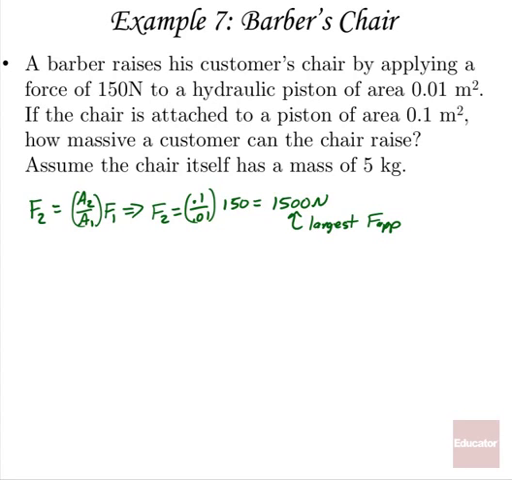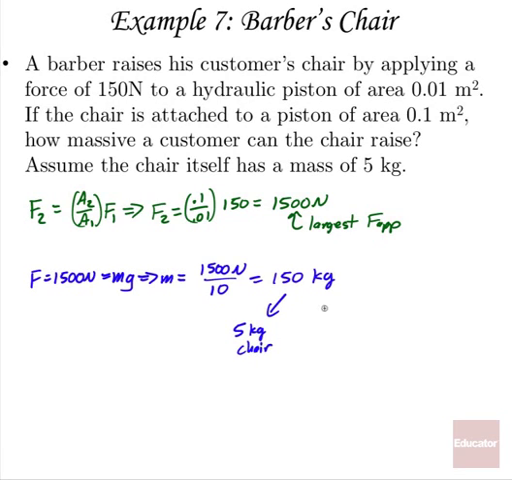Now then, if we want to know how massive a customer the chair can raise, if our force is 1,500 newtons, that must be equal to the weight. That's the maximum that we can handle. Therefore, the mass that you can handle is 1,500 newtons over g, which is 10 meters per second squared, or 150 kilograms. Now, of that 150 kilograms, 5 of those kilograms have to be the chair. Therefore, you could lift a customer of 145 kilograms, about 300 pounds.